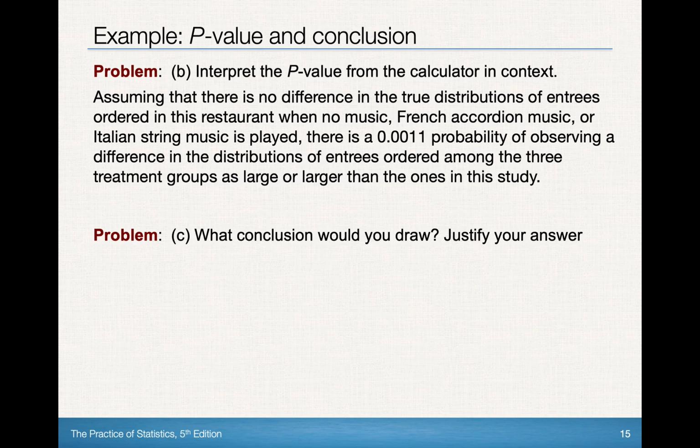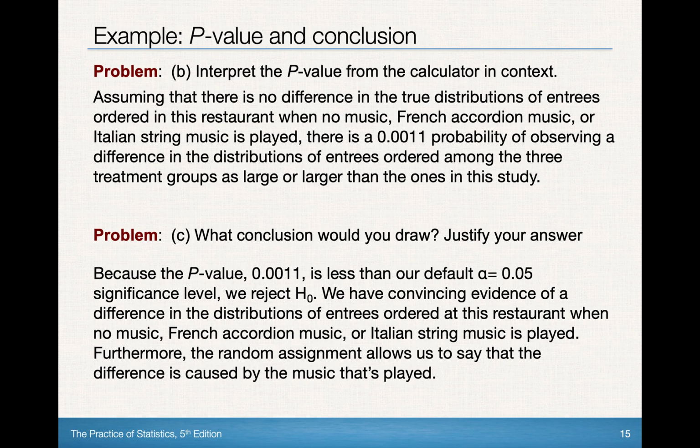What the heck does this mean? Well, that p-value is very small. Very, very small. 0.001 is tiny. That's 0.1%. Because it's 0.1%, we are going to reject the null hypothesis, assuming that alpha is 0.05. Alpha could be 0.01 in this case, and we would still reject it. We have convincing evidence of a difference in the distribution of entrees ordered at the restaurant when the various music is playing. So there seems to be a difference between the music and the entree that's chosen.